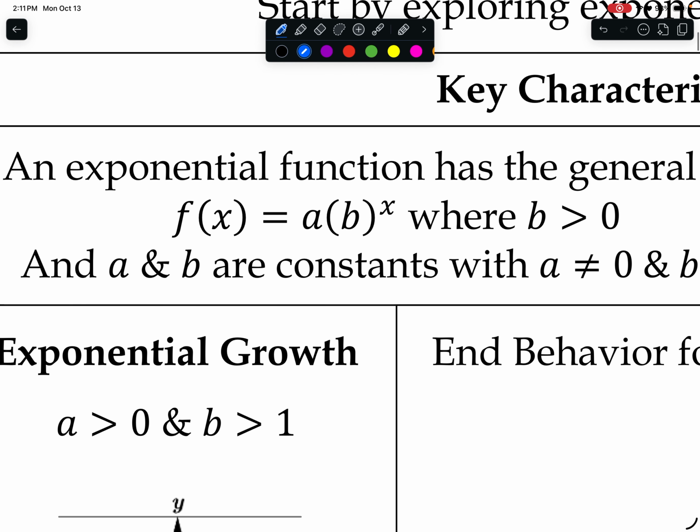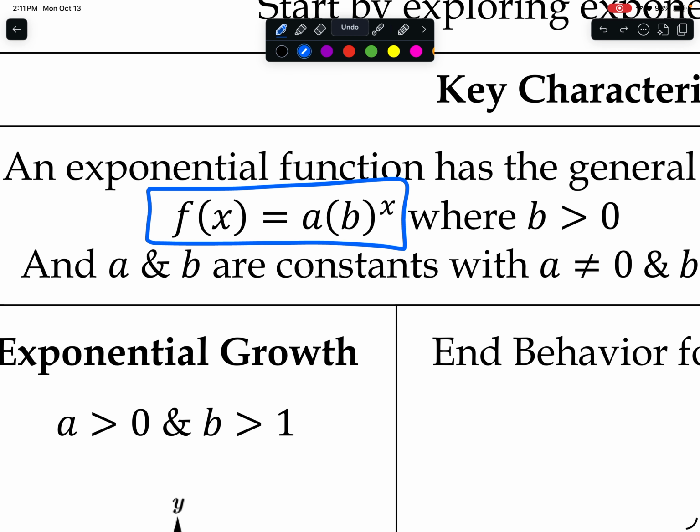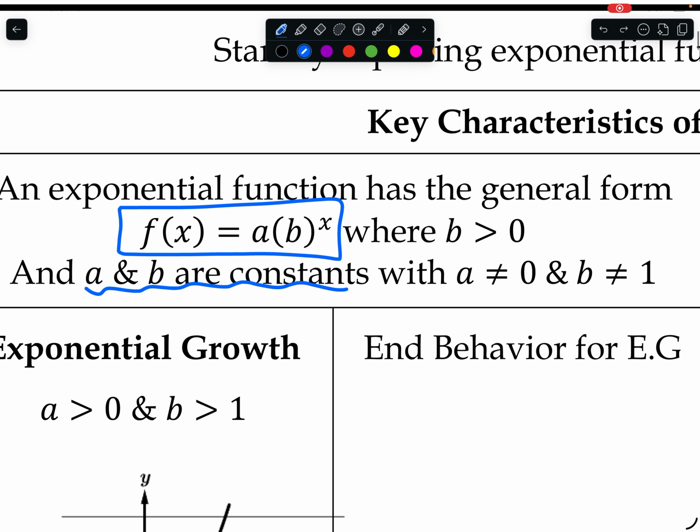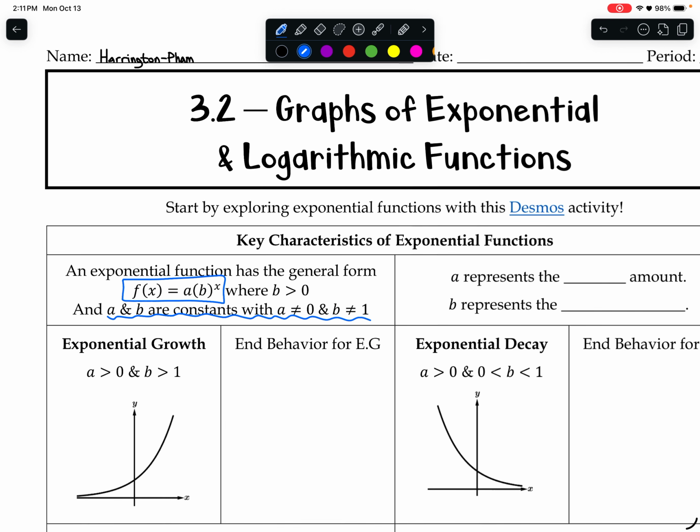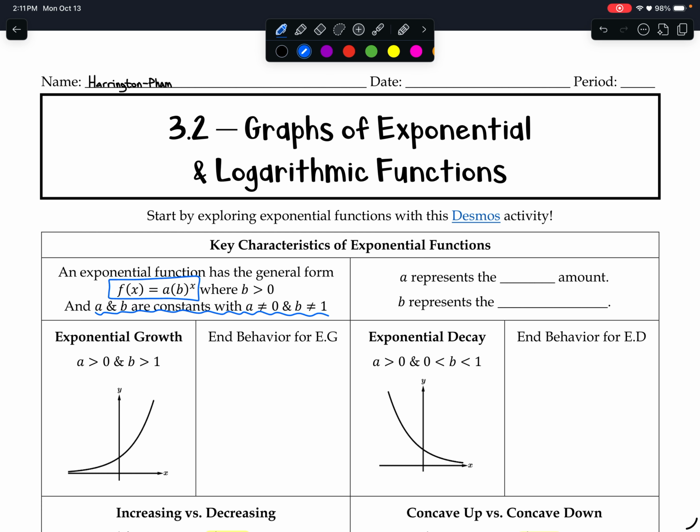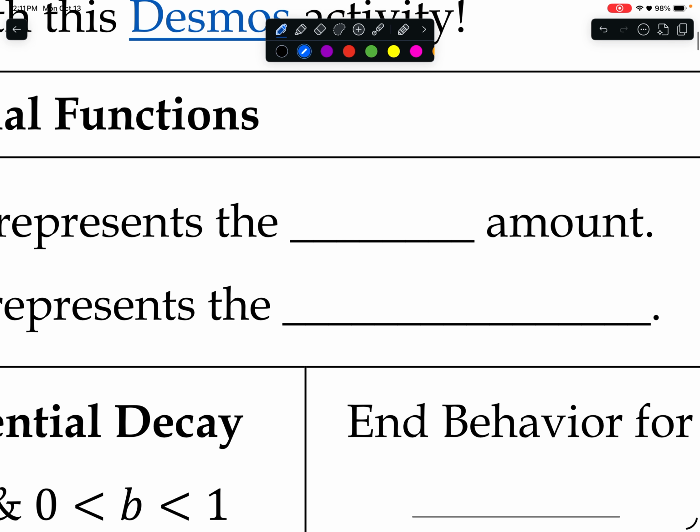The equation form that we're going to be looking at is f of x equals a times b raised to the x, where your b value represents a positive number, and your a and b values are constants, where a is not equal to 0 and b is not equal to 1. Looking at this equation, your a value specifically is going to represent your initial amount.